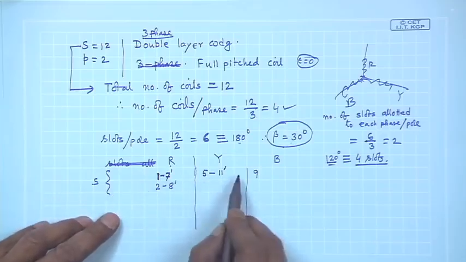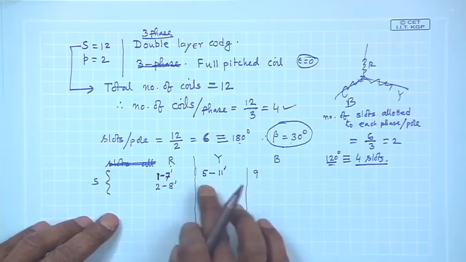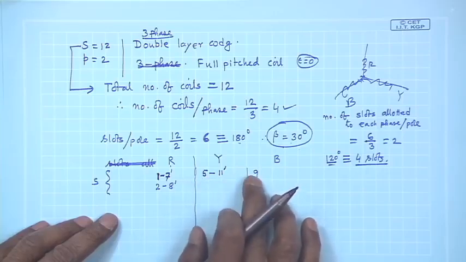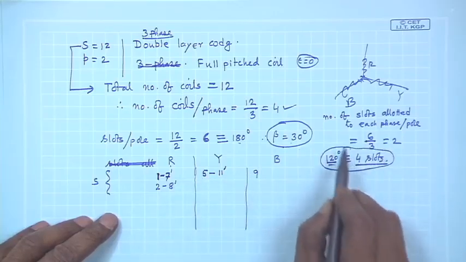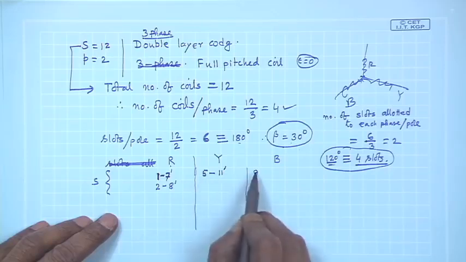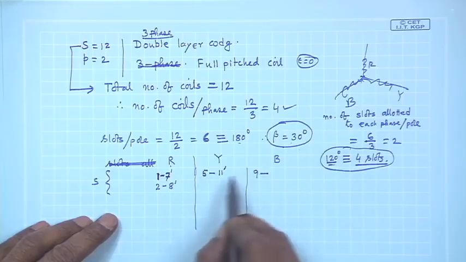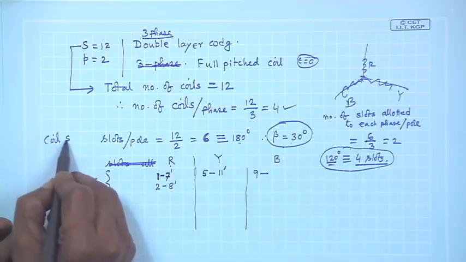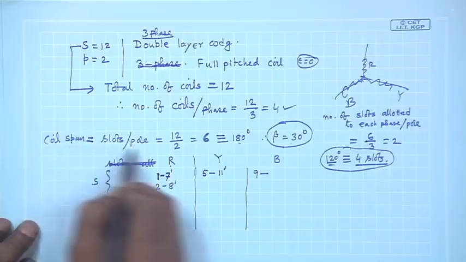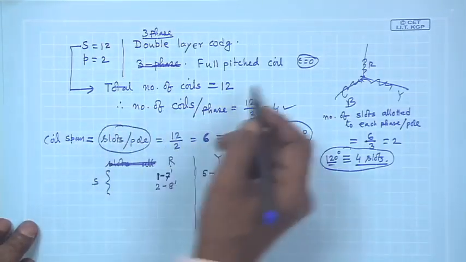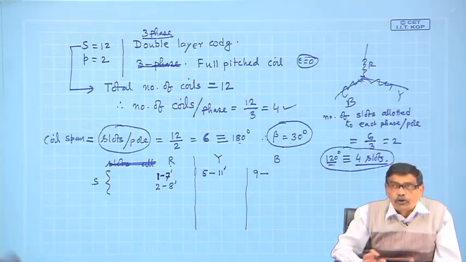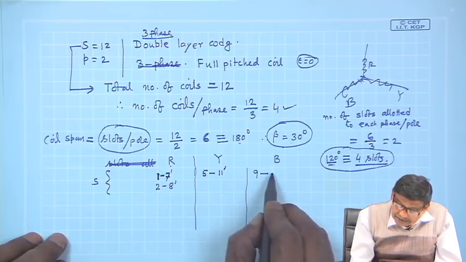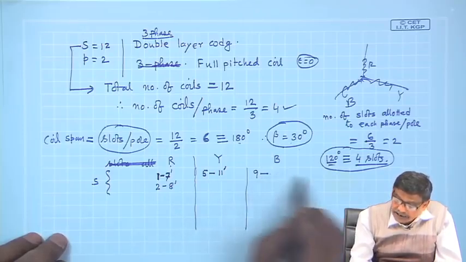Okay. So, this is the thing. Similarly, B phase will start from Y phase after 120 degrees, but 120 degrees corresponds to 4 slots. Therefore, it should be 5 plus 4, 9, and coil span is 6 all the time. So, this is equal to the coil span, the slots per pole, and a full pitched coil I am using, no question of short chording the coil. Therefore, it should be 1, 5 and 9, then add 6 to it, you get 15 dashed.